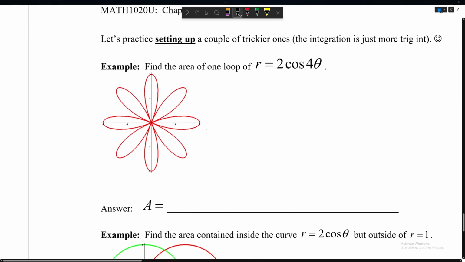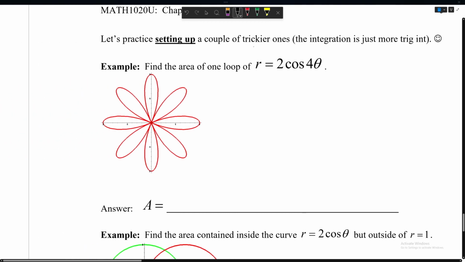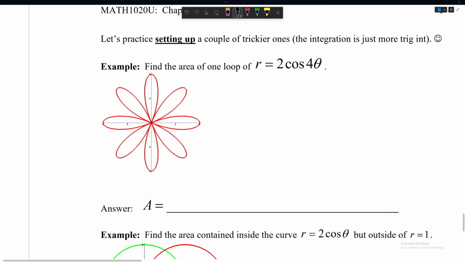Now going down here, this one gets a little bit trickier. Actually, it says that up here. Let's practice setting up a couple of trickier ones. The integration is just more trig integration. So find the area of one loop. So we're looking for this loop. And how can you find your theta to take the integral of?